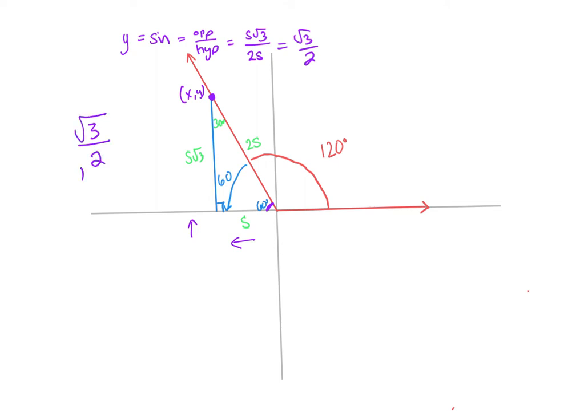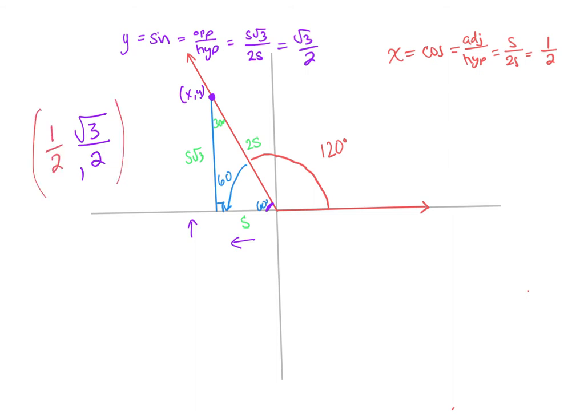Yes? My x value, well, my x value is my cosine, right? SOHCAHTOA once again. So my x value is my cosine, which is adjacent over hypotenuse. My adjacent side is just s. My hypotenuse is 2s. That reduces to 1/2. That means my x value is 1/2.